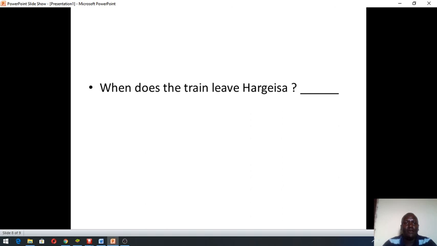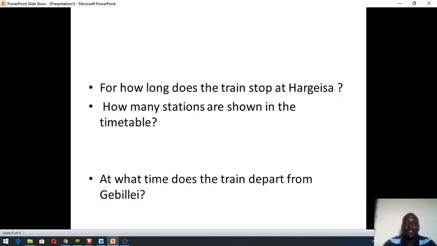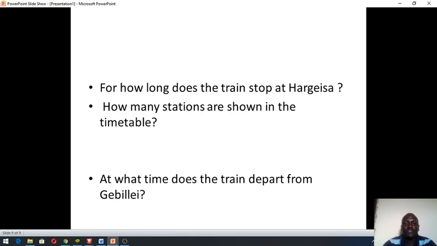Question 1 is saying, when does the train leave Hargeisa? We are going to explain that. How many stations are shown in the timetable? We are going to count how many stations are on that timetable. What time does the train depart from Gebili? You check the departure time from Gebili using the table. So I hope you are going to answer all those questions. Then in the next lesson, we shall do a different topic after I have gone through this work that you are going to do.